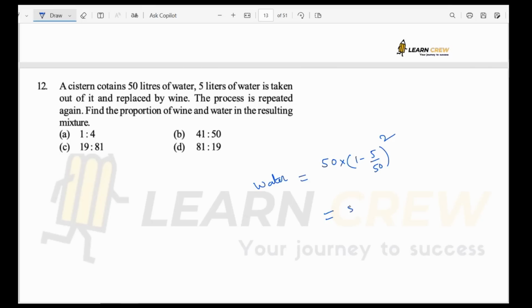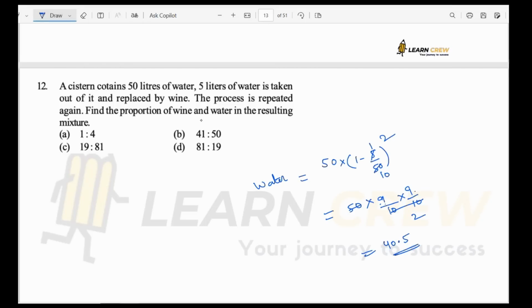So how much water is left? 50 into 1 minus 1 by 10 is 9 by 10 square. 9 by 10 into 9 by 10. So how much are you going to get? 50 by 100 is 81 by 2, which is 40.5. So after 2 steps, 40.5 water is there.